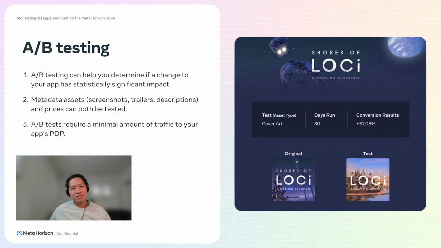We offer two types of A/B testing tools, one for assets and one for prices. This feature is near and dear to my heart because one of my first jobs out of school was managing mobile releases, and I spent a lot of time A/B testing icons on the Google Play Store. This feature is very similar to that functionality, and many of our developers have seen really impressive results through experimentation.